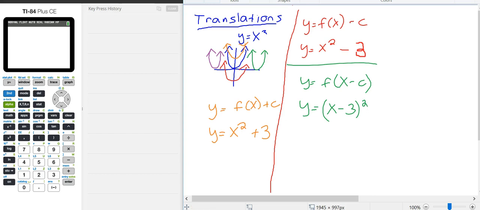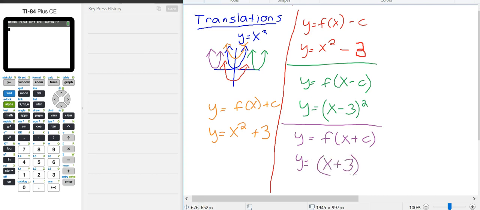And then the last thing we want to do, let's say we want to move our function to the left. Let's say we have our basic function, y is equal to f of x. We would have to add some c, some constant, to the x. So let's say we have y is equal to x squared. It becomes y is equal to (x plus, let's say, 3) squared.